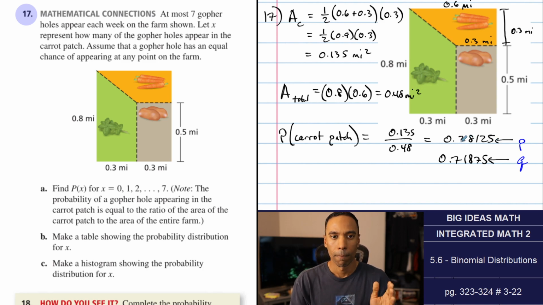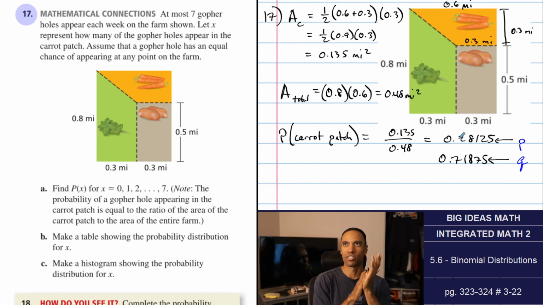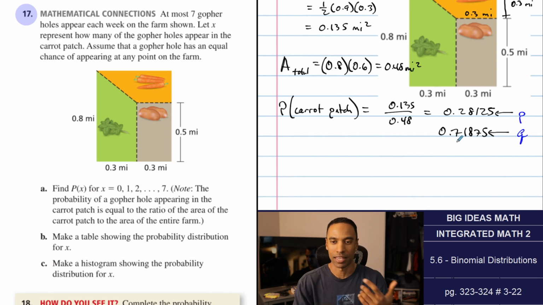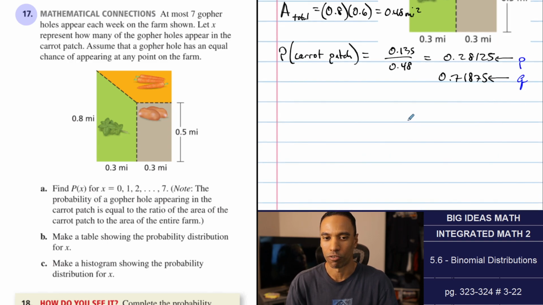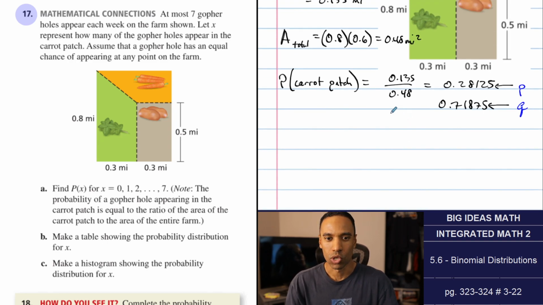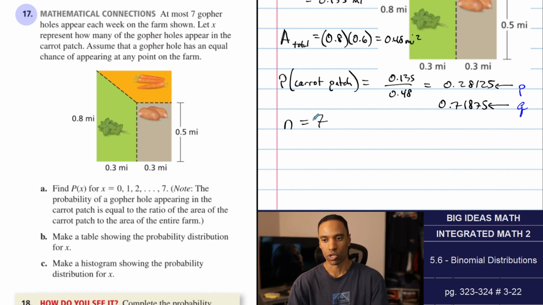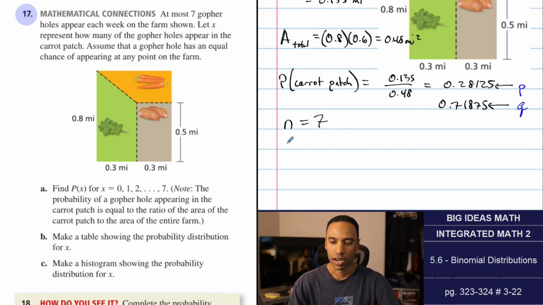Wait. Oh, that's right. Carrot patch is equally likely. It's not the probability of having a gopher hole. It's probability of being in the carrot patch for a gopher hole. Got it. Okay. I thought they said probability of having a gopher hole. Let's do it. Okay, so we're doing everything through 7. So that means we're doing 7 of these, I believe. Yeah, at most 7 gopher holes. Okay, that works. So there's 7.